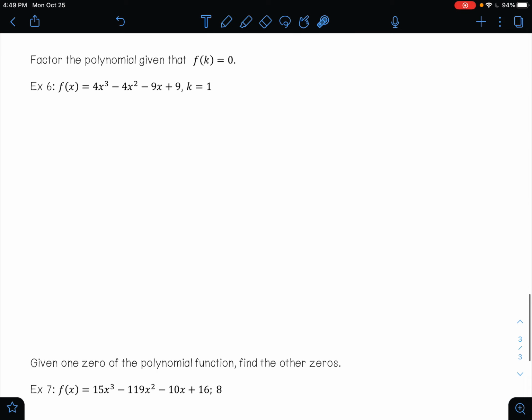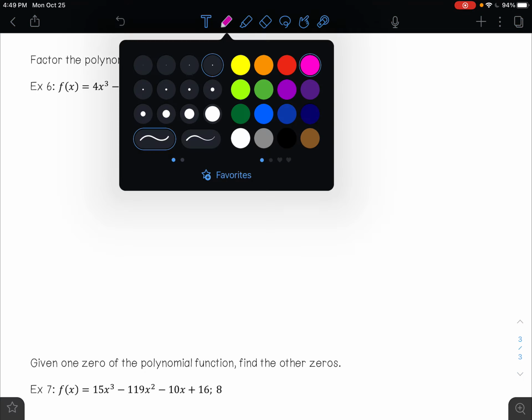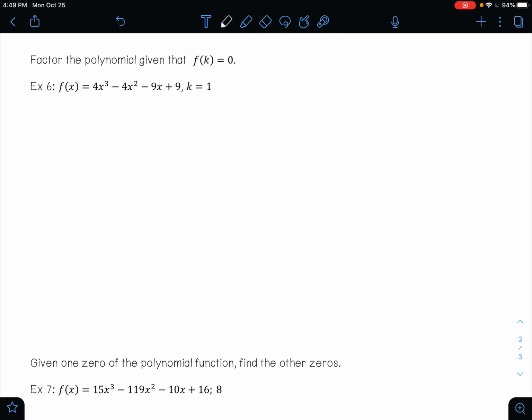So on example 6, it says factor the polynomial given that f of k equals 0. So this is telling you right here that the remainder is 0. So if the remainder is 0, then you know it's a factor. So let's go ahead and try this one. So I'm looking to see if I'm in standard form, and I am. My exponents for x go 3, 2, 1, and 0. So I can go ahead and write down my coefficients. That's 4, -4, -9, and +9.